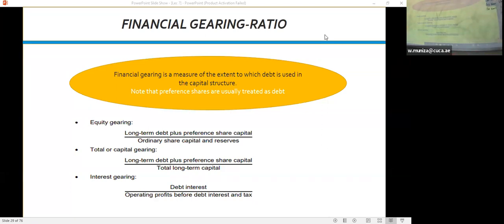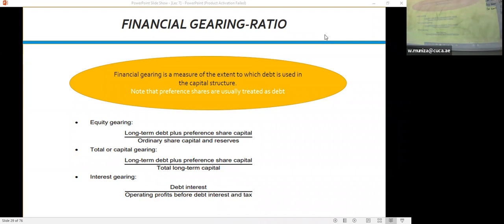So what can be the formulas which can be used in order to calculate financial gearing? Long-term debt plus preference share capital divided by ordinary share capital and reserves, or total or capital gearing, long-term debt plus preference share capital divided by total long-term capital. Interest gearing can be debt interest divided by operating profits before debt interest and tax, that is PBIT simply.